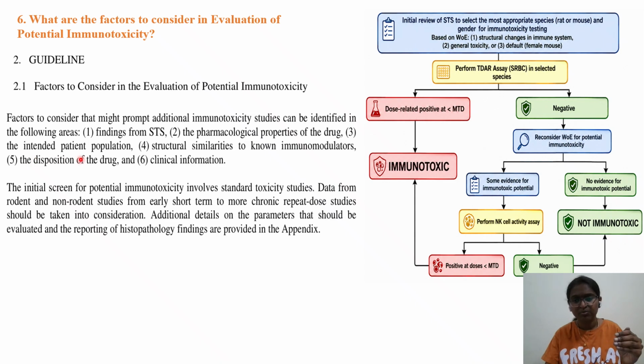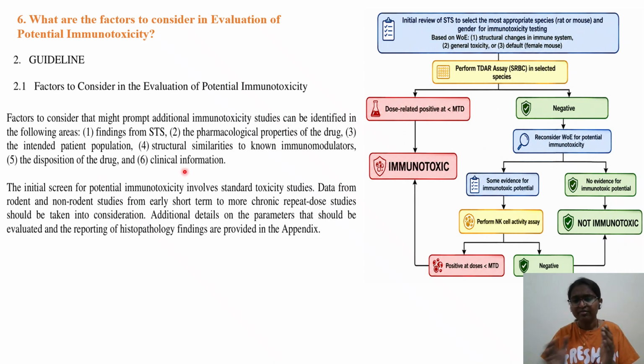Maybe PK properties or PD, pharmacodynamic properties, that we have to consider. Third one is the intended patient population. Here gender, sex, age of the population, and genetic predisposition of the population are also considered. Next, 2.4, we will go through structural similarity to known immunomodulators, and we'll discuss one case example also. Then we have disposition of the drug, where the drug is going and getting deposited. Again, pharmacodynamics will come into the picture, like whether the drug is getting deposited in high concentrations in immune organs like thymus, or Peyer's patches.